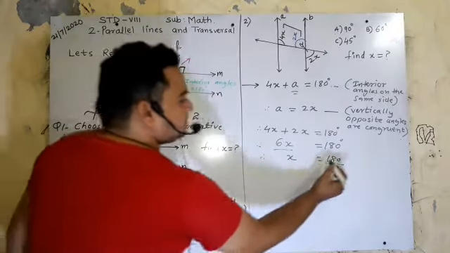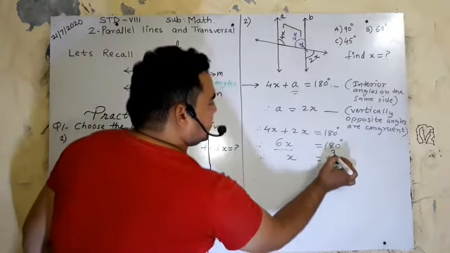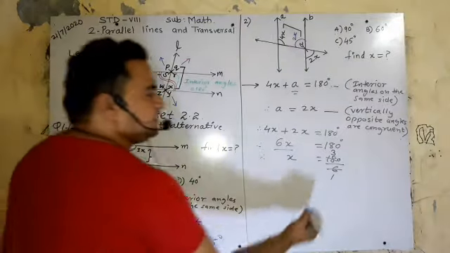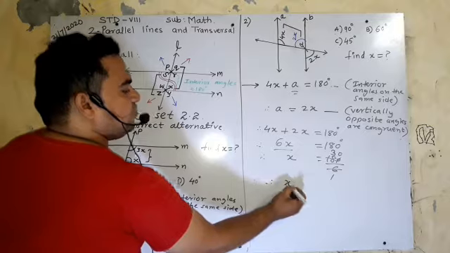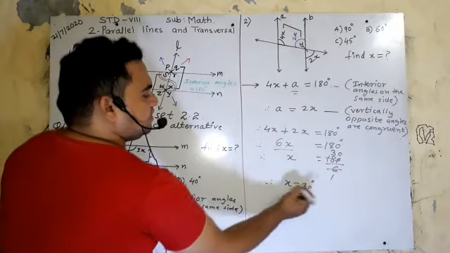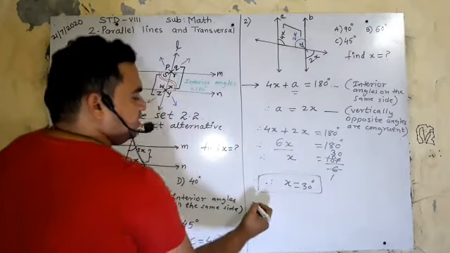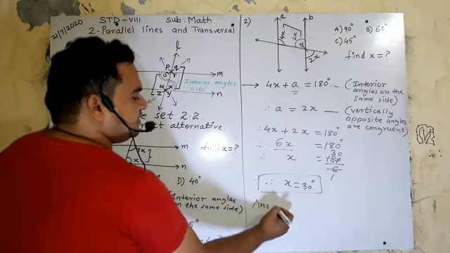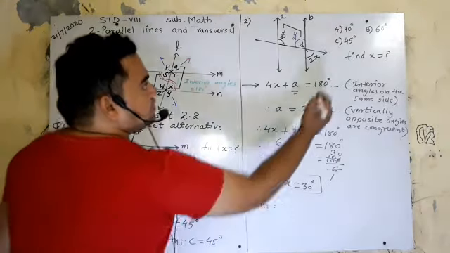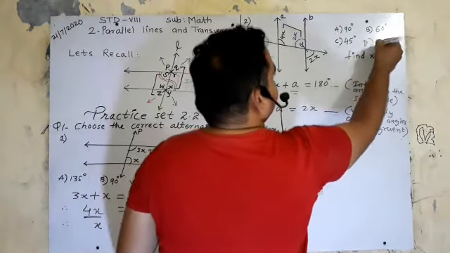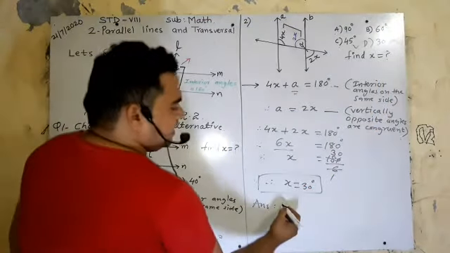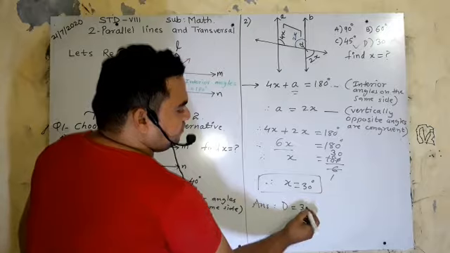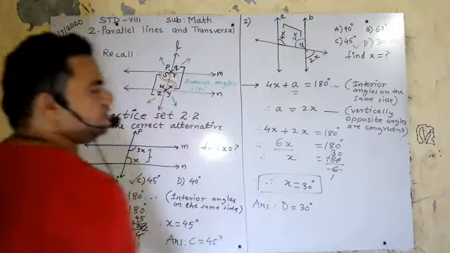6 ones are 6. 6 threes are 18. This 0 remains. So 6 zeros are 0. Therefore the x value came 30 degree. It is there in the options. You have to write the answer at last. That is, the answer is option... which option is there? 30 degree. Yes, the D option is 30 degree. So you will write answer D, 30 degree, which is your answer.